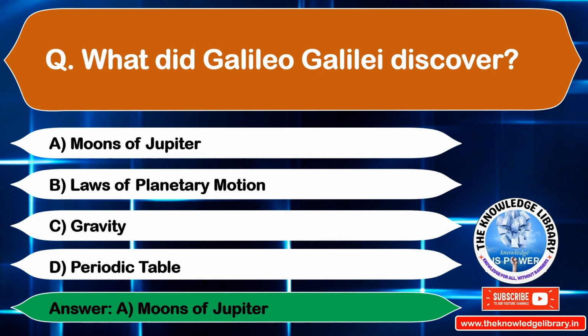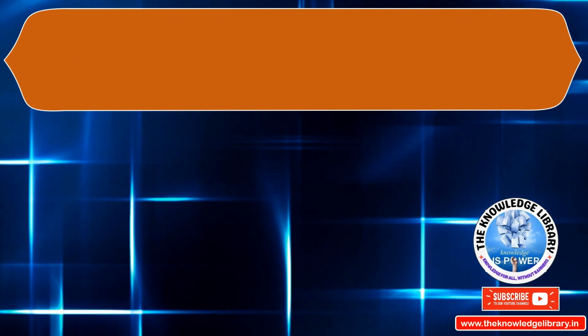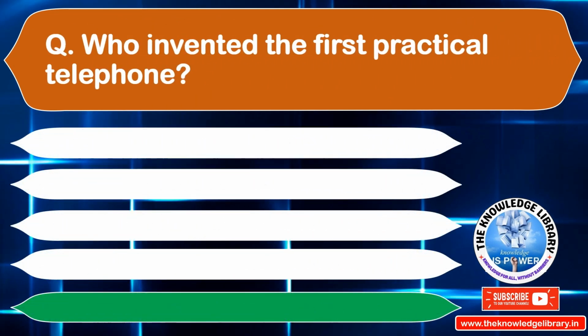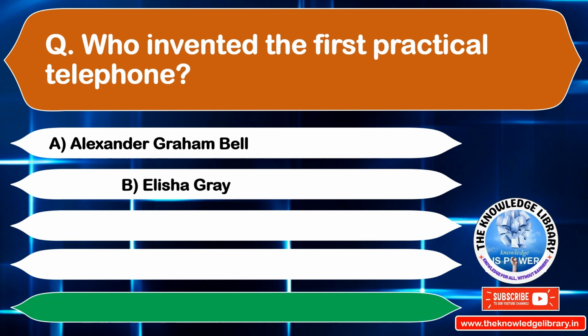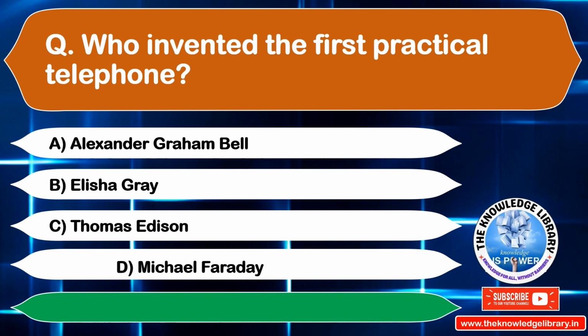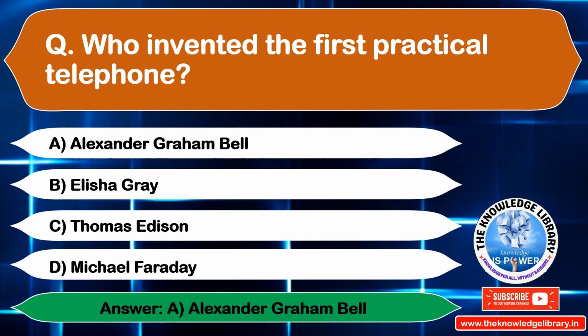Moving to the next question. Who invented the first practical telephone? Option A, Alexander Graham Bell. Option B, Elisha Gray. Option C, Thomas Edison. Option D, Michael Faraday. The correct answer is option A, Alexander Graham Bell.